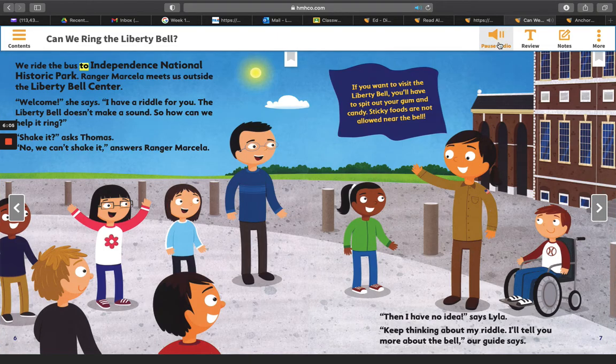We ride the bus to Independence National Historic Park. Ranger Marcella meets us outside the Liberty Bell Center. Welcome, she says. I have a riddle for you. The Liberty Bell doesn't make a sound. So how can we help it ring? Shake it? Asks Thomas. No, we can't shake it, answers Ranger Marcella. Then I have no idea, says Lila. Keep thinking about my riddle. I'll tell you more about the bell, our guide says. If you want to visit the Liberty Bell, you'll have to spit out your gum and candy. Sticky foods are not allowed near the bell.